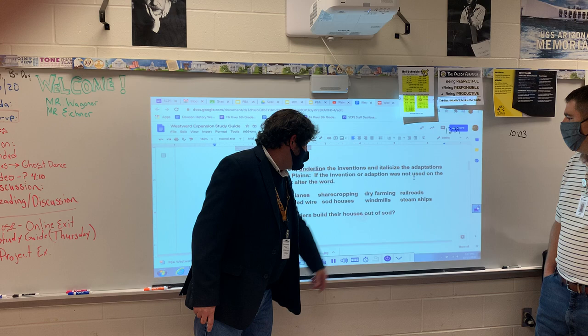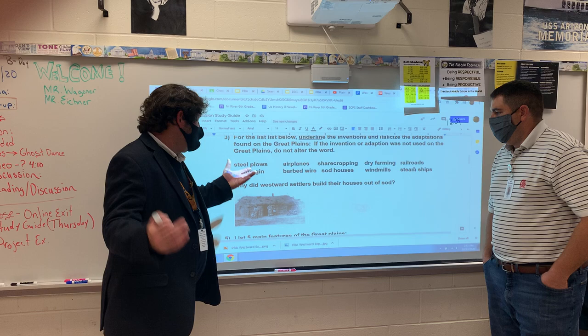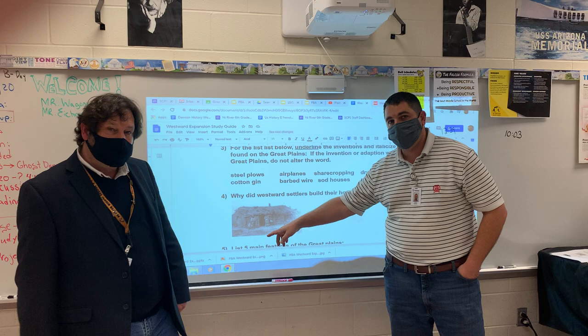And then, going to number four, you can see an example of a sod house. And why was a sod house the material of choice? Remember, the Great Plains were known as the treeless wasteland in the East. So there weren't a lot of trees. You couldn't just go out and make a log cabin. So instead, they would make their homes from sod. It was a readily available material.